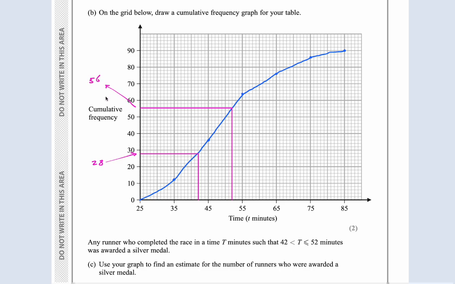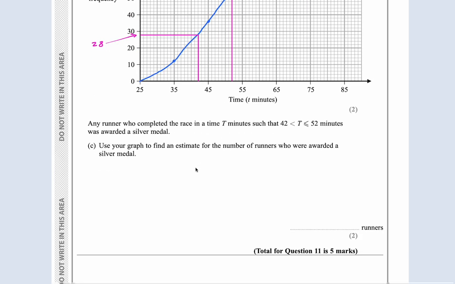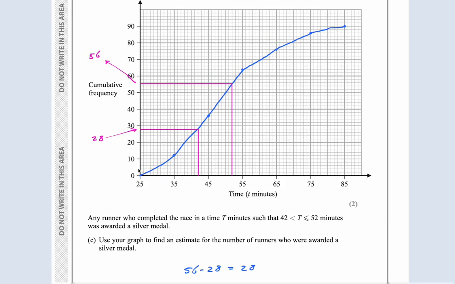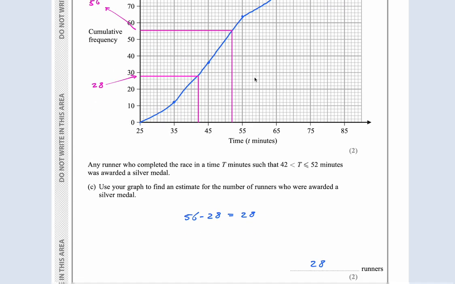And then I do 56 minus 28, which is 28, which is in the accepted range in my mark scheme. So, okay, I'm happy with that. As I say, try and get your curve looking a bit nicer than mine.